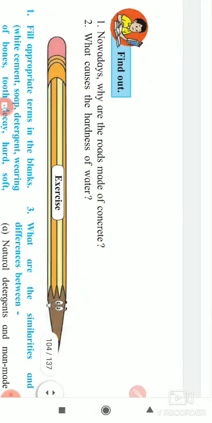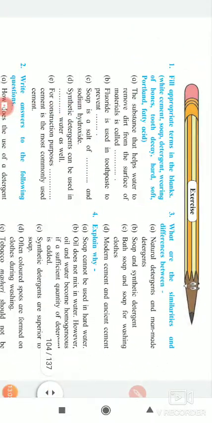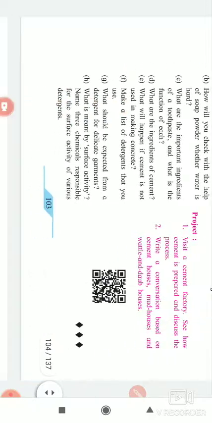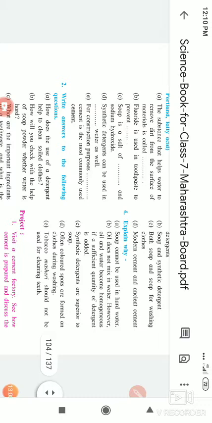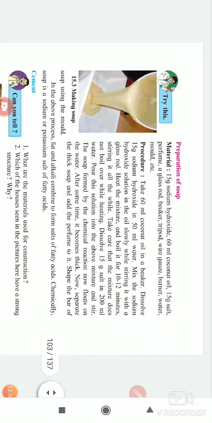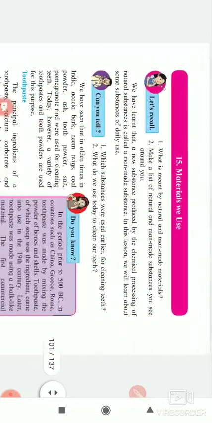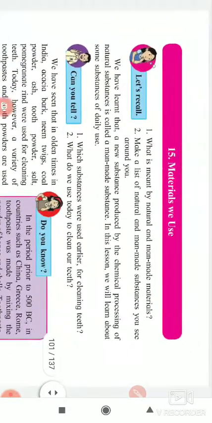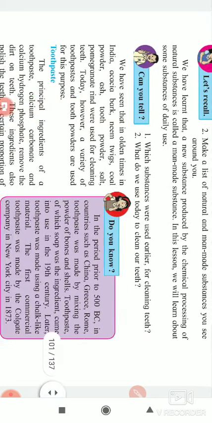Understood all of you? So today we have finished this lesson. Your work is that you have to solve this exercise. Fill in the blanks, answer the following. These are the questions, only 4 questions are there. All of you complete the exercise and send it to my personal number. Also learn the preparation of soaps method properly, and read the lesson, and whichever words are difficult for you, just ask me. Then I will tell you the meaning of it.